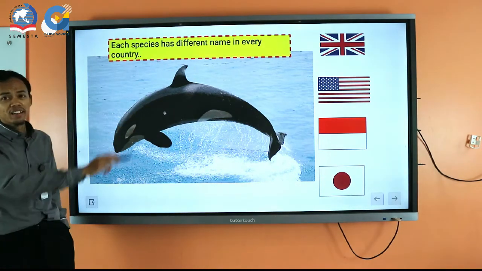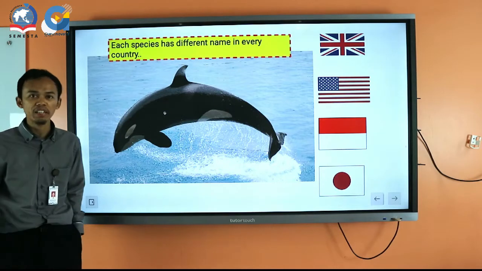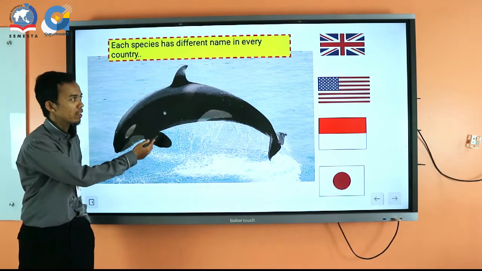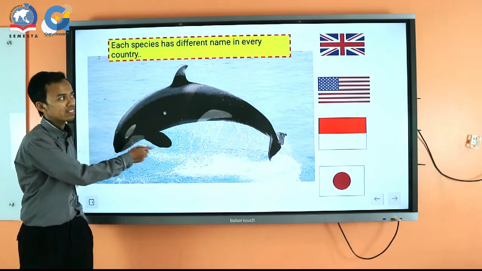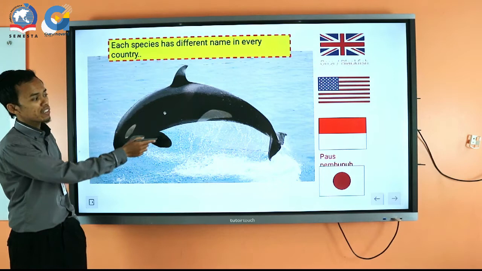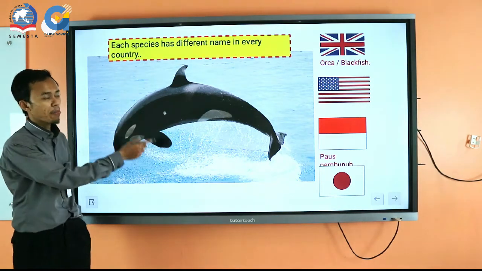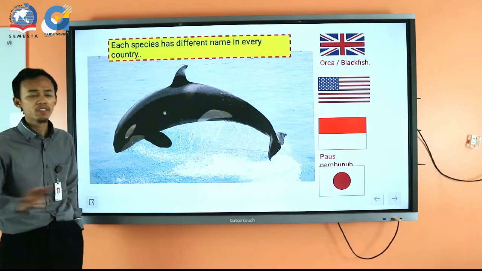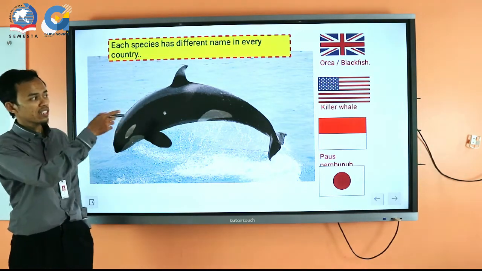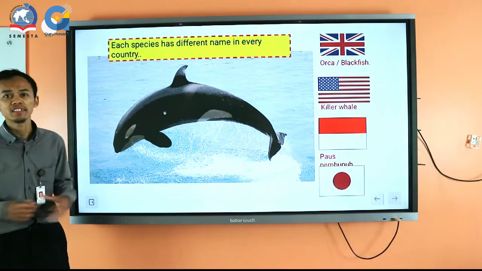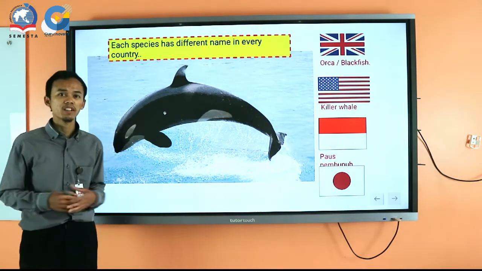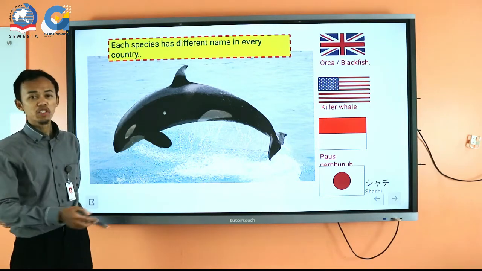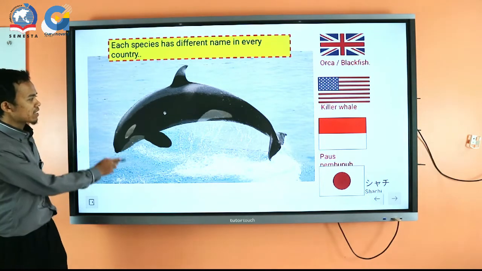So each species has a different name in every country. Who knows this animal or mammal in the UK or the US? Yeah, Indonesian first. Okay, that's correct. In the UK or in England, it's orca or blackfish. What's different in America? This is the killer whale. What about Japan? If you like anime or Japanese culture, you will know this name. Yeah, Shachi is correct.